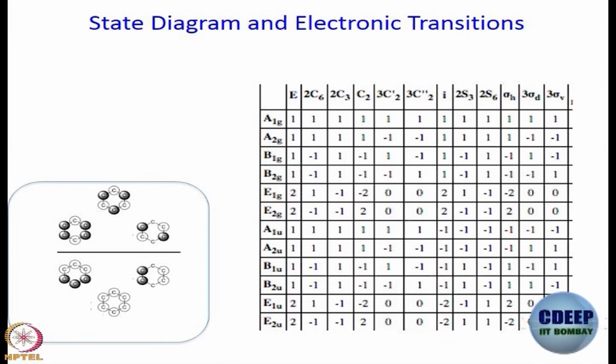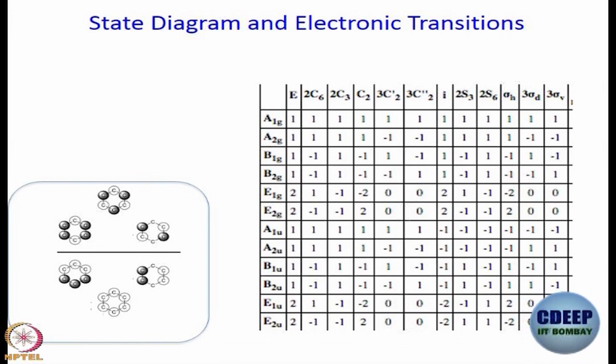So, 1, 1, 1, 1, minus 1, minus 1, minus 1, S3, turn and reflect, minus 1, minus 1, S6, minus 1, sigma H, minus 1, sigma D, plus 1, because there is no top to bottom conversion, sigma H, plus 1. So, which one is it? You are right, it is A2U, okay. So, do not jump to conclusions because it can be tricky. A2U.